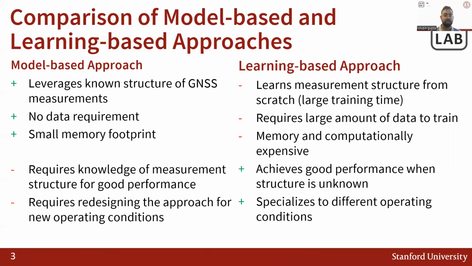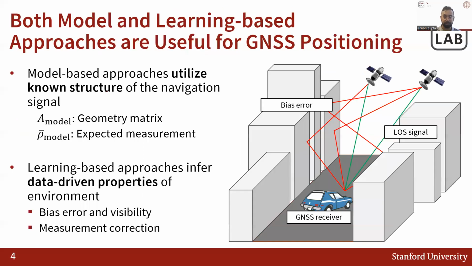Advantages of learning-based approaches are that they tend to achieve good performance even when the structure of these measurements in different environments is unknown, and they can rather easily specialize to these different operating conditions by looking at data. While model-based approaches require knowledge of the measurement structure to achieve good performance, and they often might even require redesigning the approach if the operating conditions change significantly. So looking at the advantages of both model-based and learning-based approaches, we conclude that these approaches are both useful in GNSS positioning in their own rights.